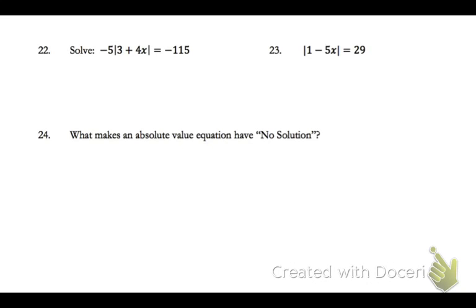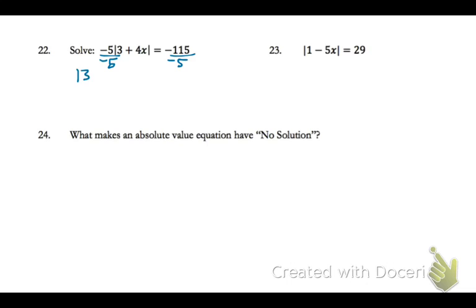Unit 2A Study Guide, numbers 22, 23, and 24. These problems deal with absolute value. So number 22 asks us to solve that absolute value equation. Well, the first thing we want to do is to isolate that absolute value expression. It's being multiplied by -5 right now, so we want to divide both sides by -5.